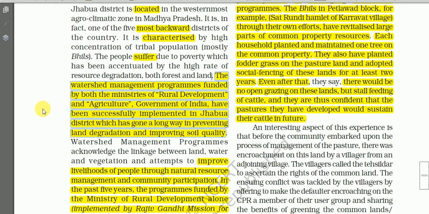The Watershed Management Program, funded by both the Ministries of Rural Development and Agriculture, Government of India, has been successfully implemented in Jhabua district, which has gone a long way in preventing land degradation and improving soil quality. So this is one of the most important steps taken to bring back the normal.